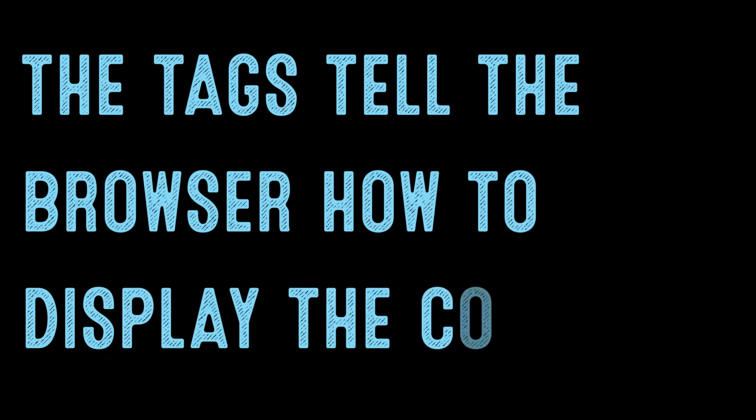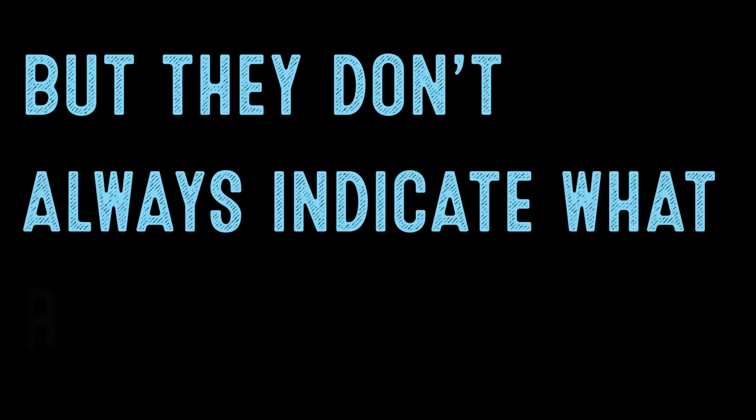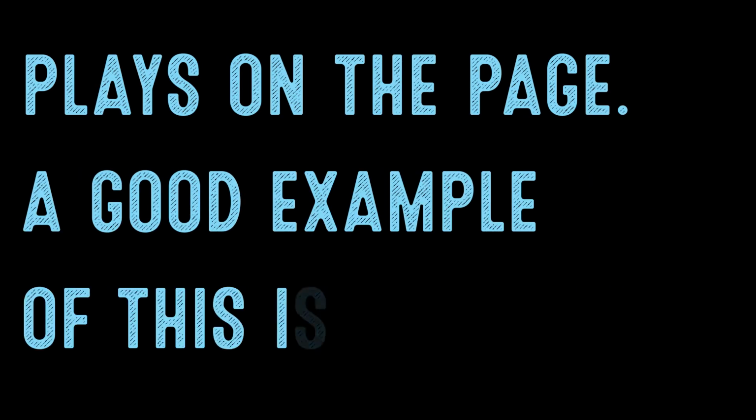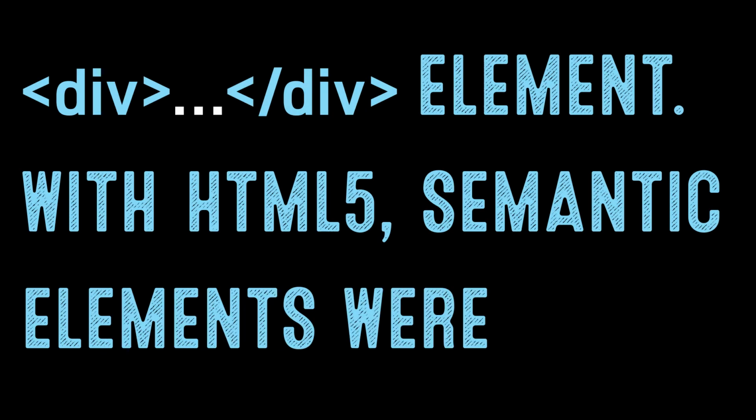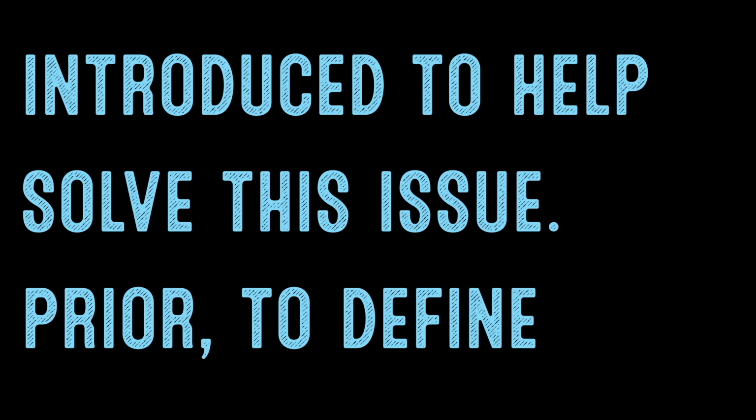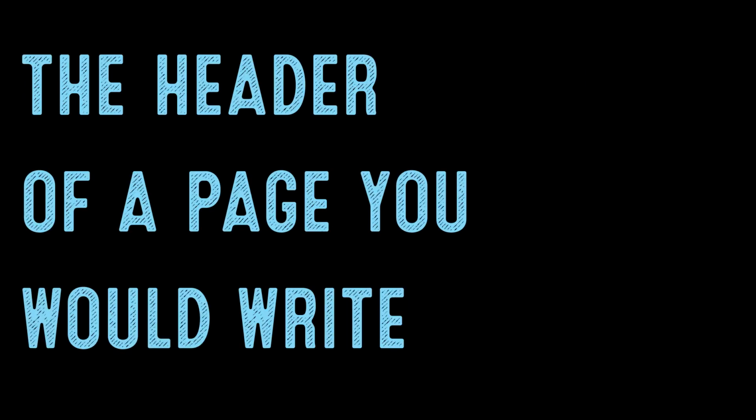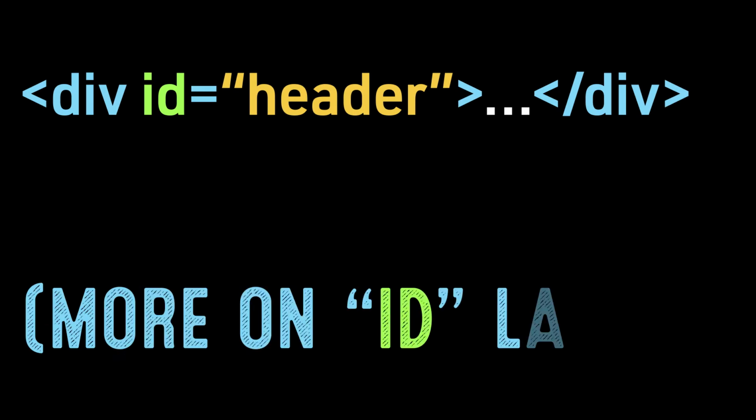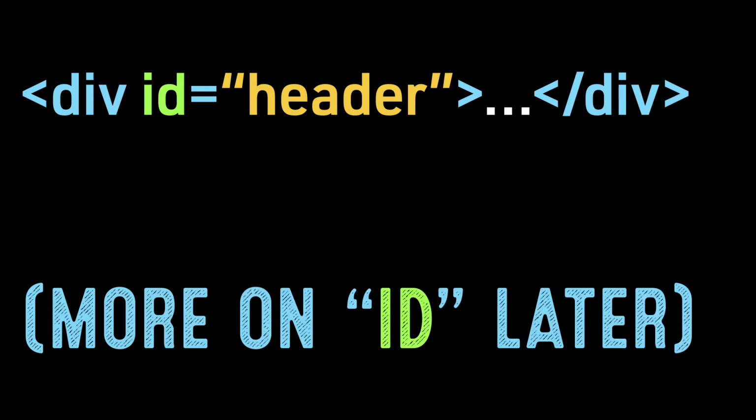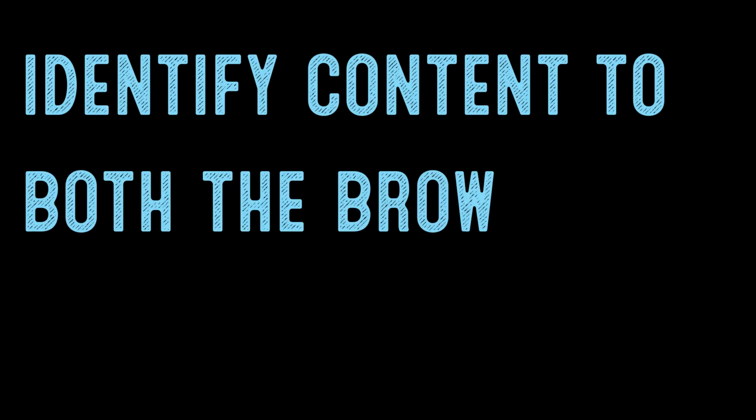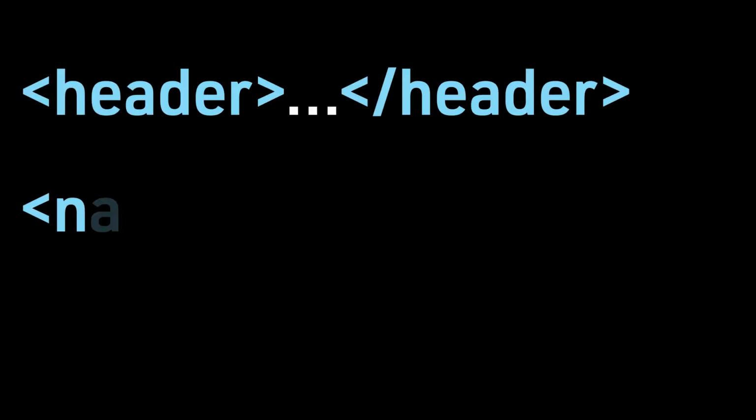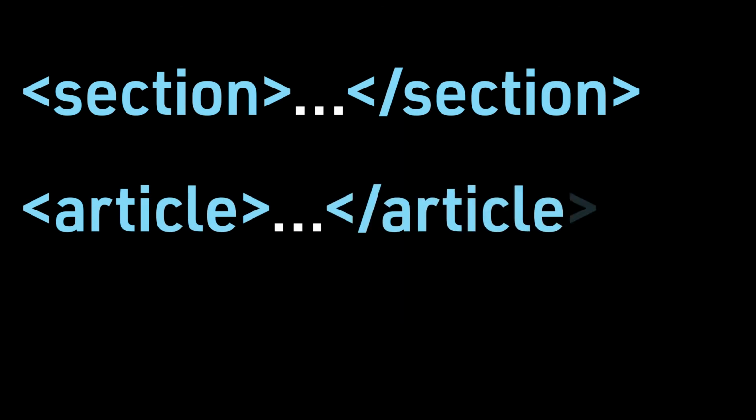The tags tell the browser how to display the content, but they don't always indicate what role the content plays on a page. A good example of this is the div element. With HTML5, semantic elements were introduced to help solve this issue. Prior to this, to define a header of a page, you would write div opening tag, ID equals header, div closing tag. More on ID later. With semantic HTML5, we now have elements that identify content to both the browser and the developer. Some examples of semantic markup include header, nav, main, section, article, aside, and footer.